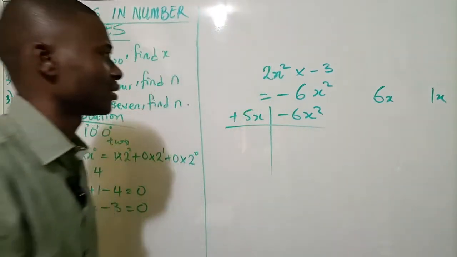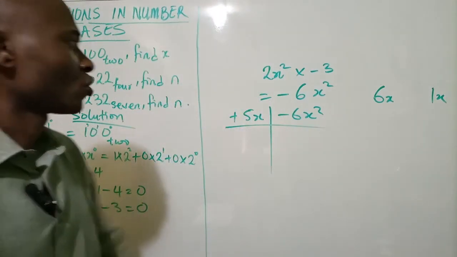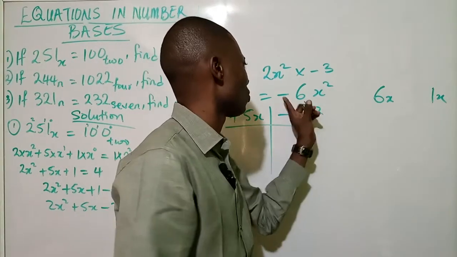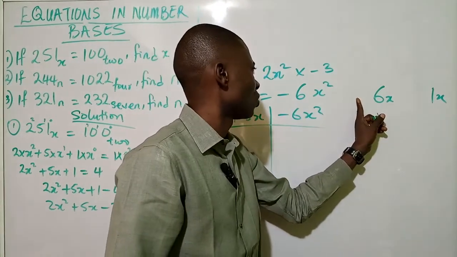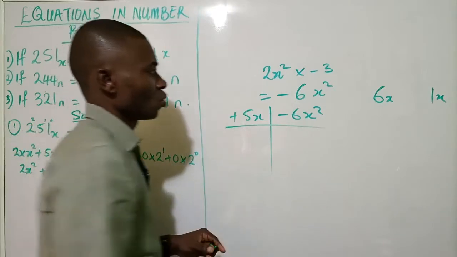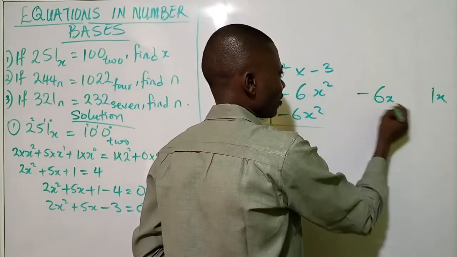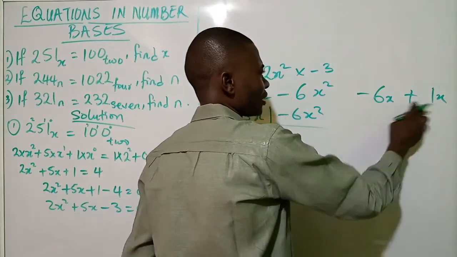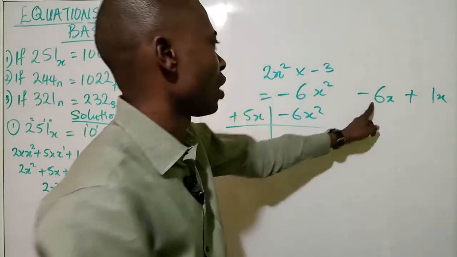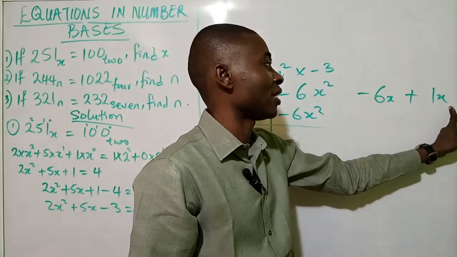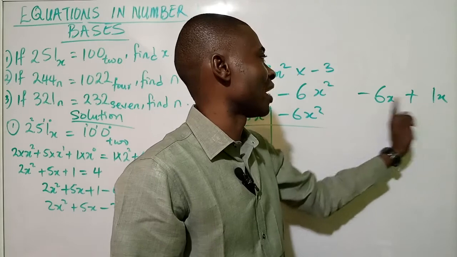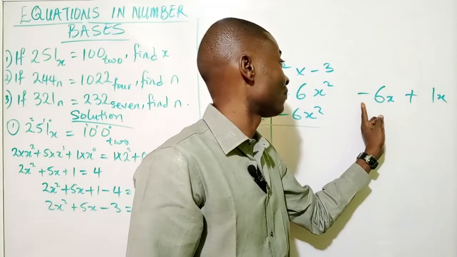6x and 1x. So 6x times 1x will give me 6. But where would the minus be now? Remember, it is plus. So will the minus be here? If the minus is here and plus is here, minus 6x plus 1x. This means you are owing somebody 6x and you have only 1x. So when you pay back the 1x, you still are owing 5x.